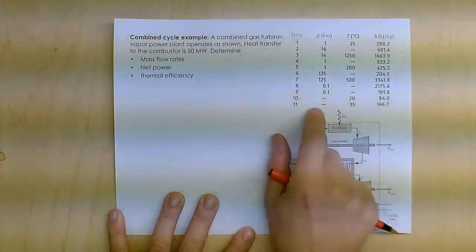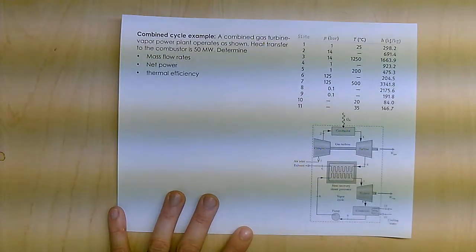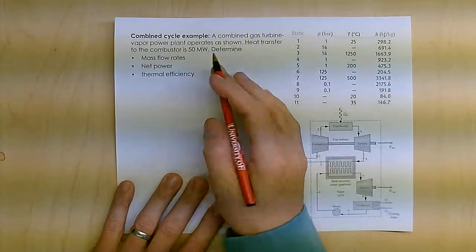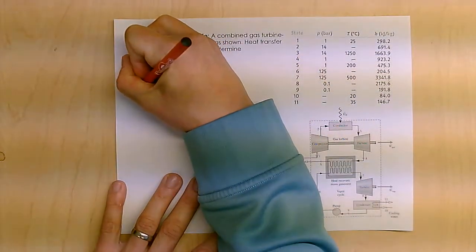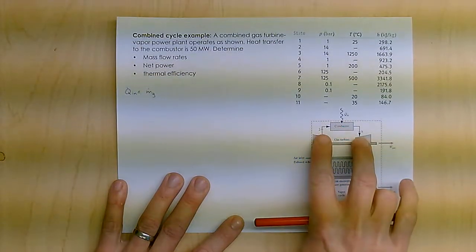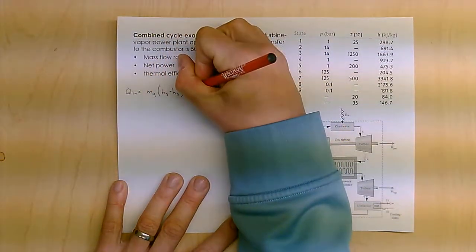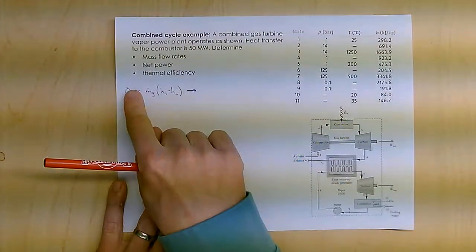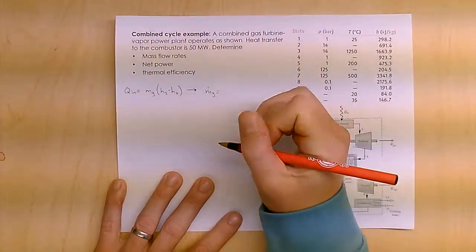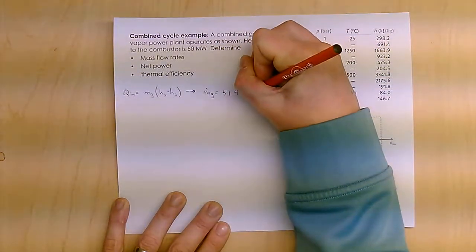Okay, what I know is this Q in is 50 megawatts. So I'm going to use that to find the mass flow rate. I'll start by finding the mass flow rate of the gas turbine, the gas power cycle right here, because I know the heat transfer into that. So again, I know Q in equals mass flow of the gas cycle times H3 minus H2. From this, I know Q in, I know H3, I know H2. The only thing I don't know is the mass flow rate of the gas cycle, which is going to be 51.4 kilograms per second.